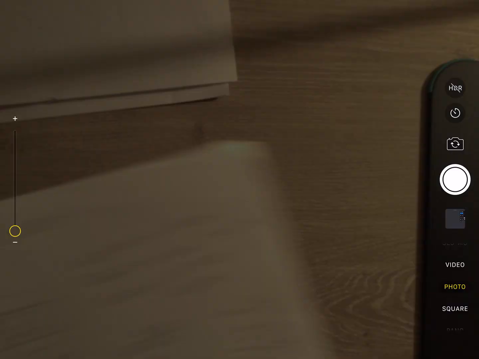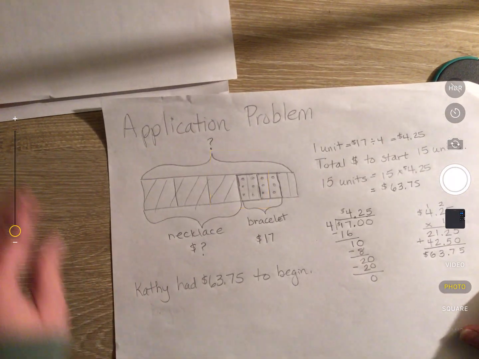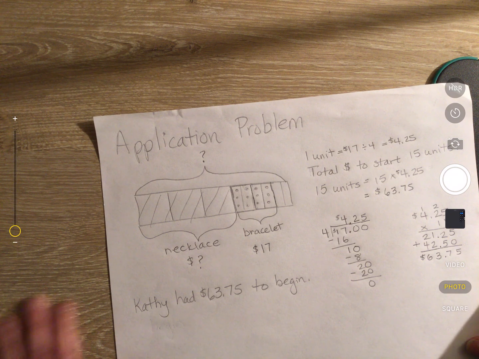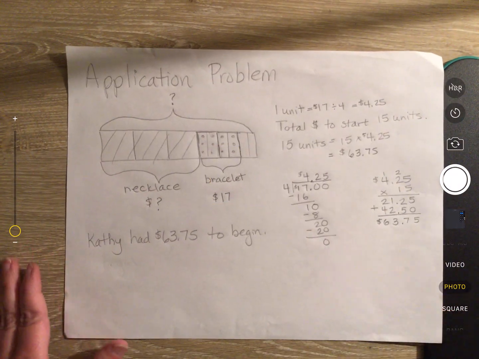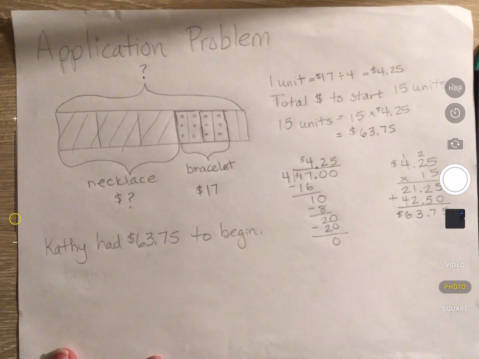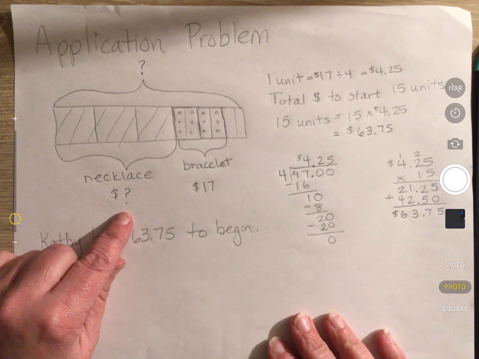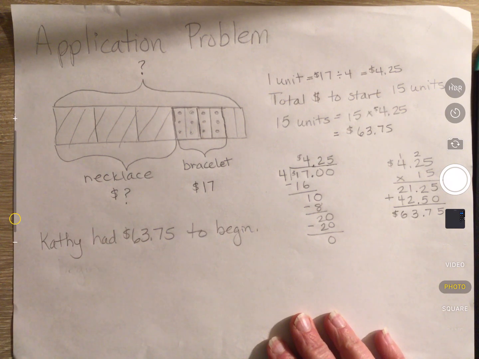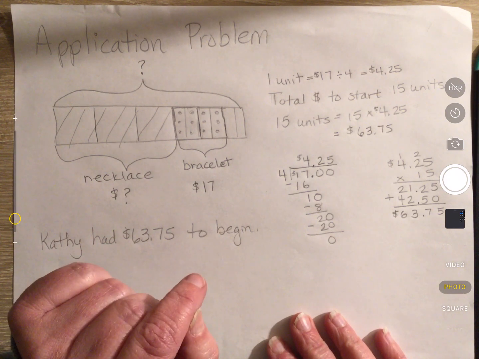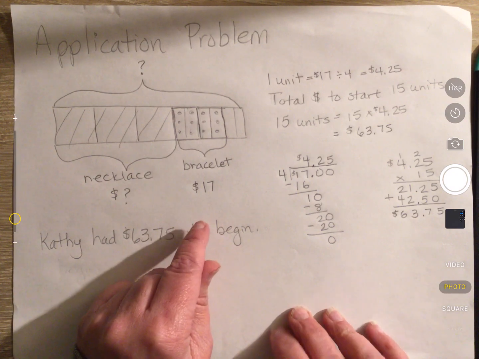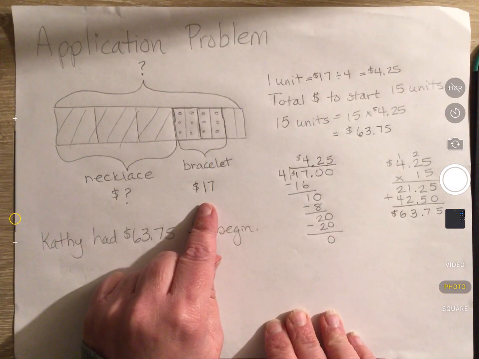Okay, so I'm going to show my answer. Okay, so our application problem. So Kathy spent 3/5 of her money on a necklace. So I drew a tape diagram that had 5 parts because she spent 3/5 of her money on the necklace, which we don't know how much it costs. And then she spent 2/3 of the remaining money on a bracelet, which cost $17.